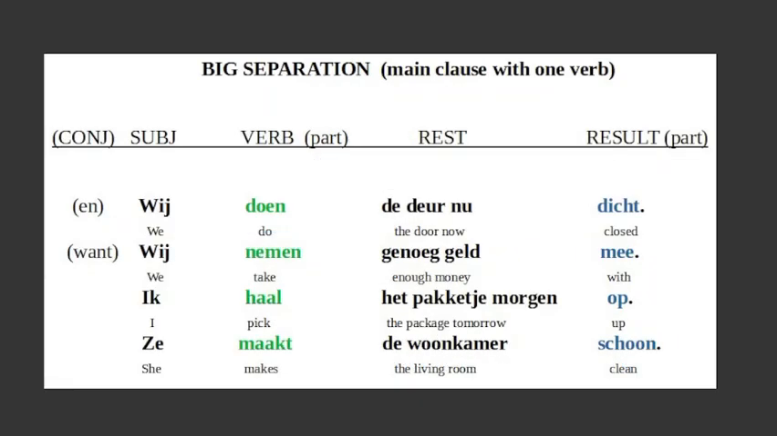Big separation happens when the separable verb is the only verb that is used in a standard sentence or main clause. If you want a refresher on main clauses and subclauses, watch this video of mine. As you can see, the verb part comes in the second position of the sentence and the result part comes late. The sentences here are read as follows. Wij doen de deur nu dicht. Wij nemen genoeg geld mee. Ik haal het pakketje morgen op. Ze maakt de woonkamer schoon.